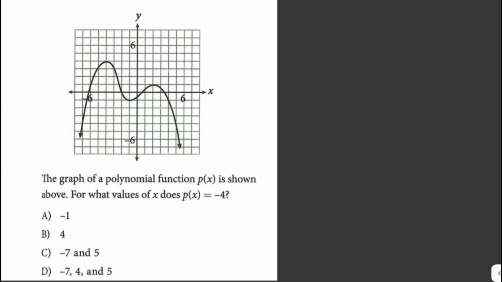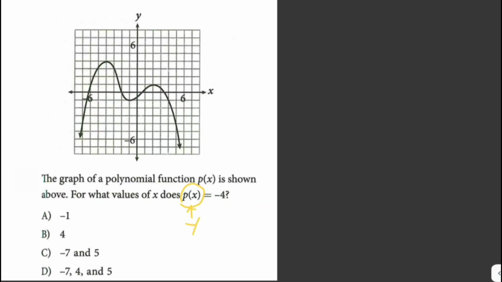The graph of a polynomial function p of x is shown above. For what values of x does p of x equal -4? Now we're given here the graph of a polynomial function p of x, and we just have to look for the values of x wherein p of x is equal to -4. Or shall we say, we look for the x value or the values of x when y is equal to -4. So p of x here is just our y.